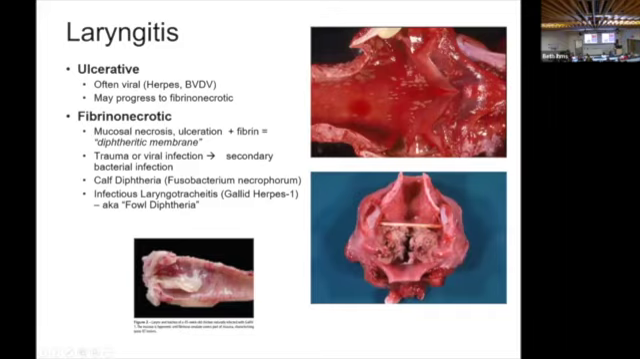Laryngitis in animals is often either ulcerative or fibrinonecrotic. And this can be a progression. So you can start with an ulcer and then it becomes covered in a layer of fibrin and necrotic debris. It becomes fibrinonecrotic.